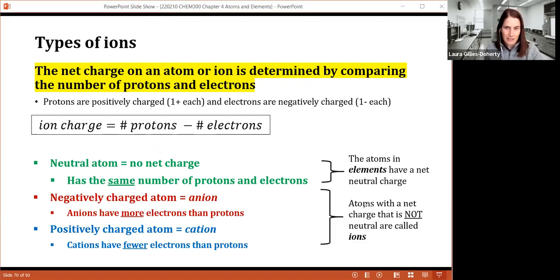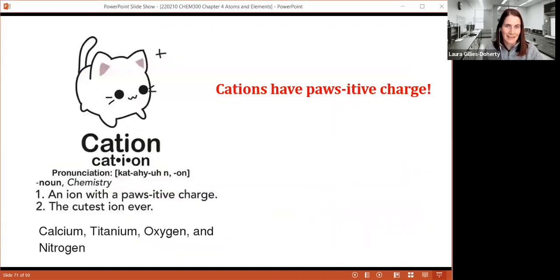Collectively, any atom that has a charge that's not 0, that's not neutral, is what we call an ion. So anions and cations are both types of ions. If it's a negatively charged ion, we call that an anion. If it's a positively charged ion, we call that a cation. So you can remember by remembering that cations have positive charge. And this cute little kitty cat, the cutest ion ever.